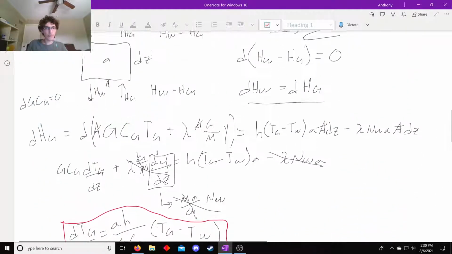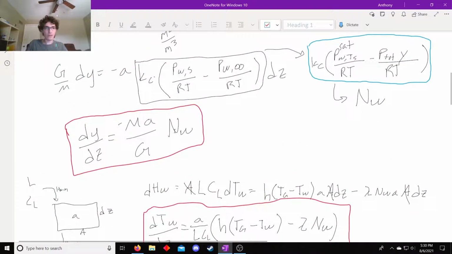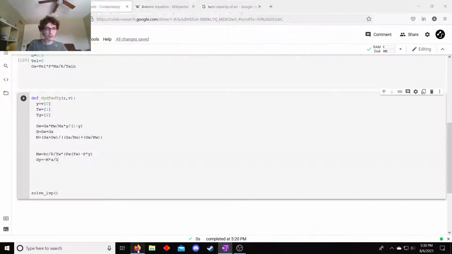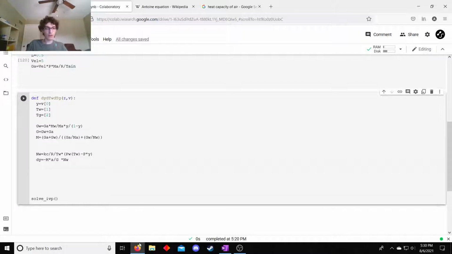Scroll up. And we just multiply by the molar flux. So times molar flux. Okay, so now we're going to move on to the change in the temperature of the water.